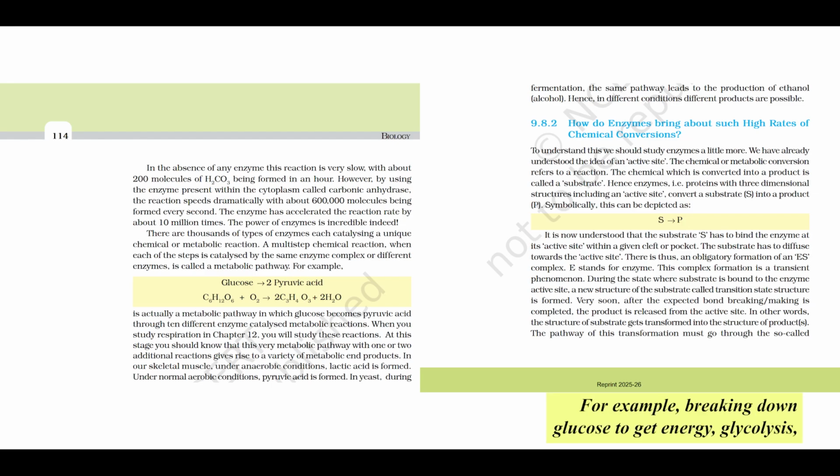For example, breaking down glucose to get energy, glycolysis, involves a pathway of 10 distinct enzyme-catalyzed steps to convert one molecule of glucose into 2 molecules of pyruvic acid. And depending on conditions like oxygen availability or the organism, like yeast, subsequent enzyme steps can lead to different end products like lactic acid or ethanol. Enzymes provide this controlled, efficient, and flexible chemistry essential for life.